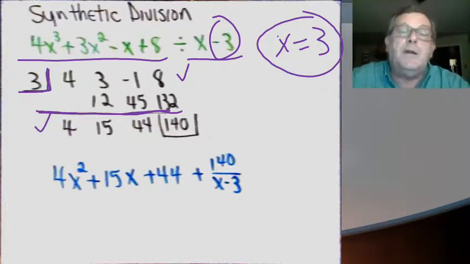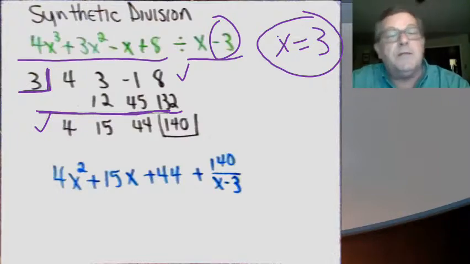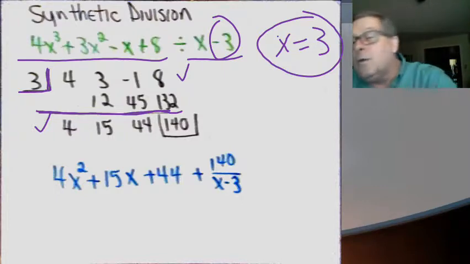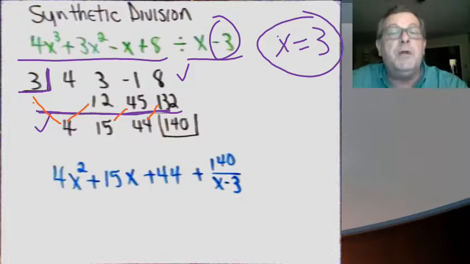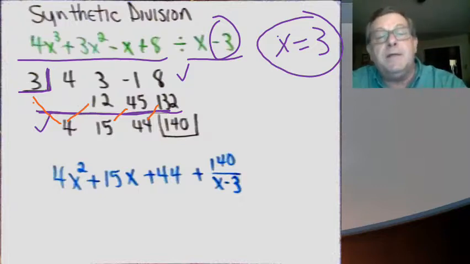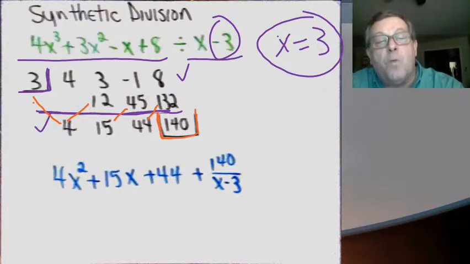Another thing that's different about synthetic division: where long division is divide and subtract, synthetic division is multiply and add. So let's go through the process here. We're going to go 3 times 4, well, 3 times 4 equals 12. And now we're going to add 12 to the 3. 12 and 3 is 15. We're going to multiply 3 times 15. It's going to give us 45. Minus 1 plus 45 is going to give us 44. 3 times 44 equals 132. And 132 and 8 gives us a remainder here of 140.